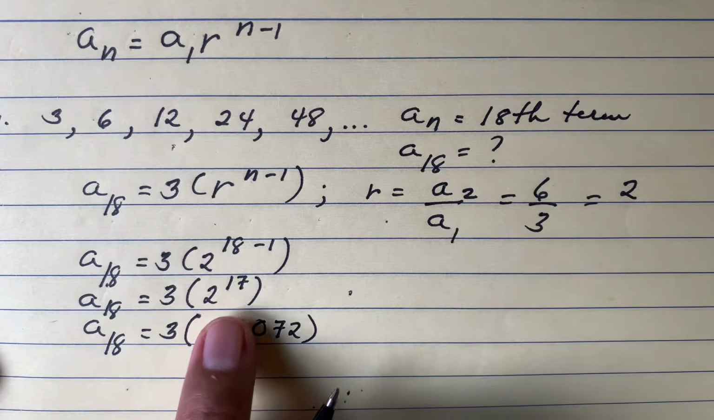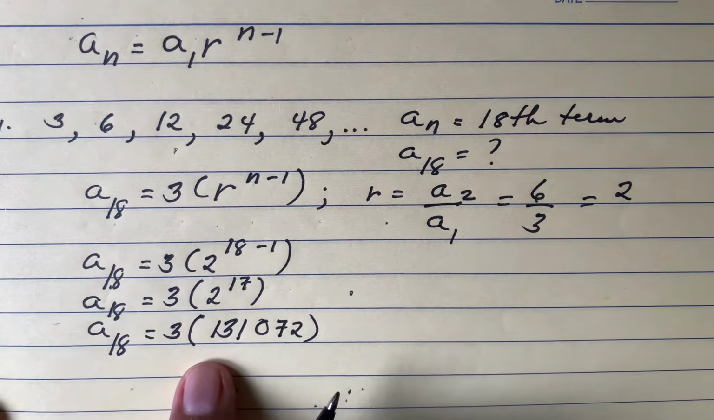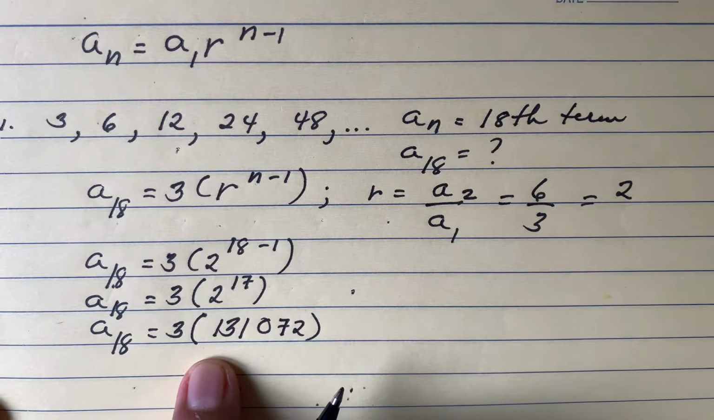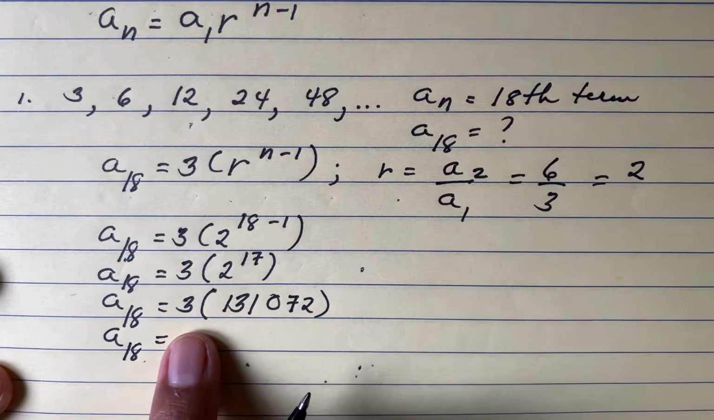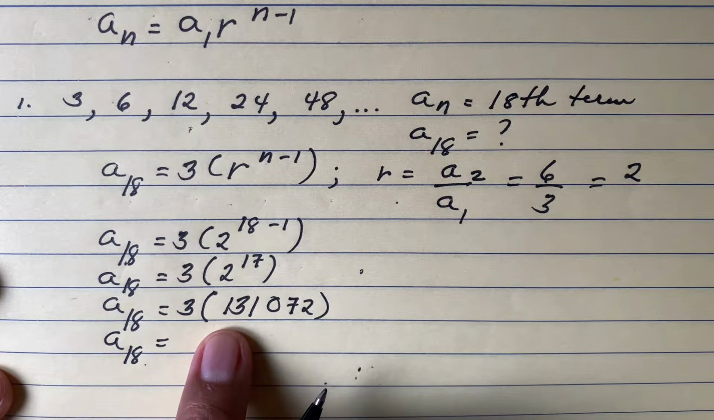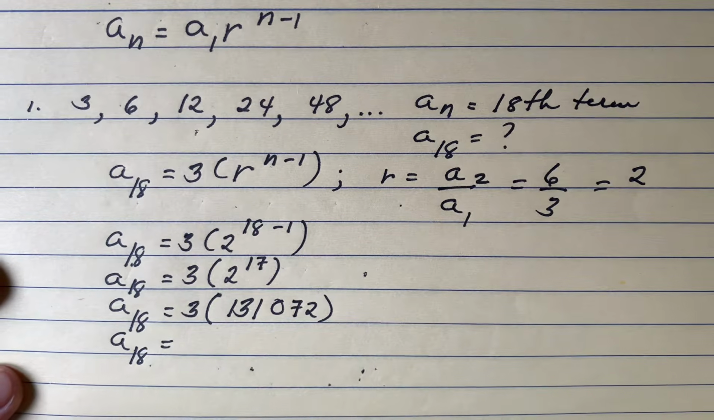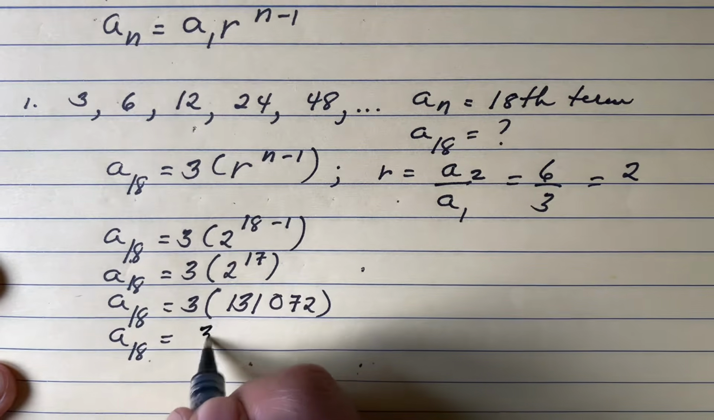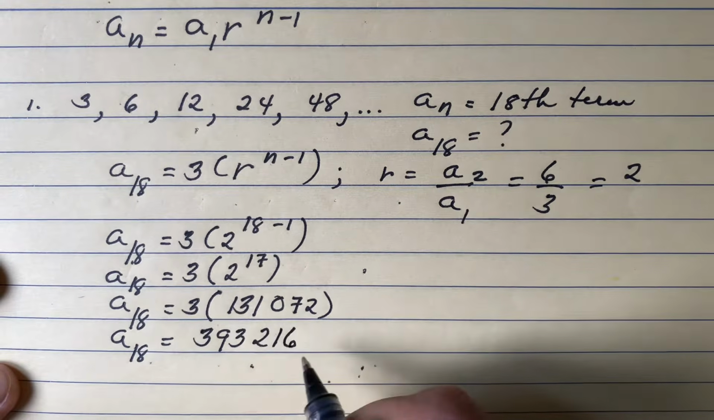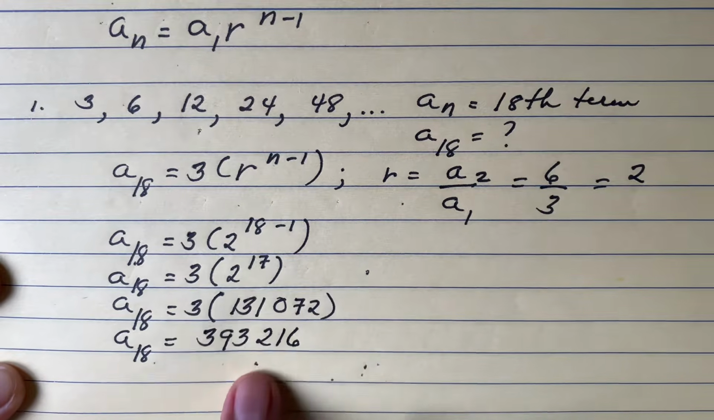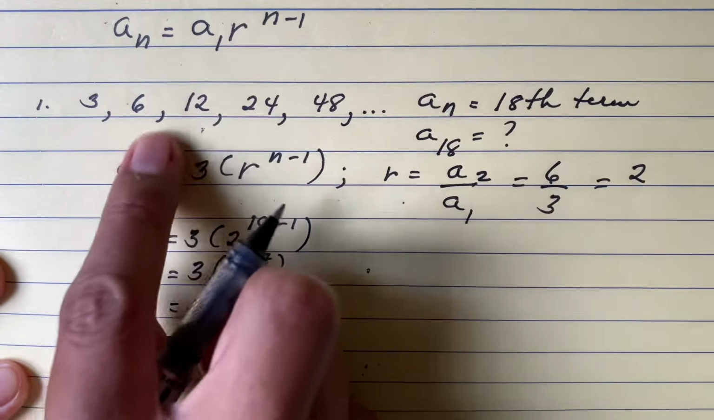If you simplify 2 raised to the power of 17, it is equal to 131,072. Then the value of our a sub 18 would be, you multiply 3 and 131,072. So the answer is equal to 393,216. So this is now the value of the 18th term of the given geometric sequence.